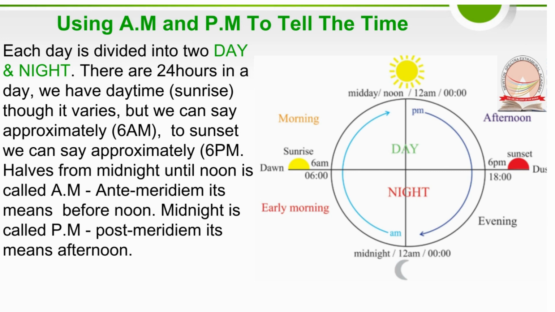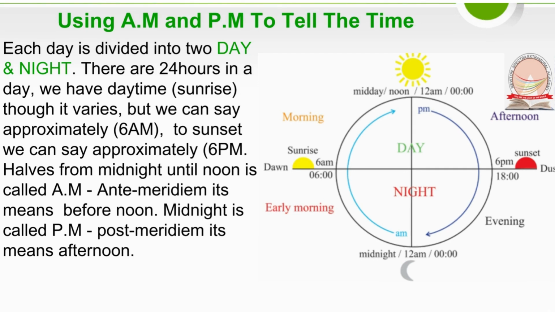Hours from midnight until noon are called AM, antemeridian. It means before noon. Hours from noon until midnight are called PM, post-meridian. It means afternoon. Now let's take a look at this chart. When the clock moves clockwise from 12 p.m. to 6 p.m., between 1 p.m., 2 p.m., 3 p.m., 4 p.m., 5 p.m. to 6 p.m., this time we say it is afternoon.